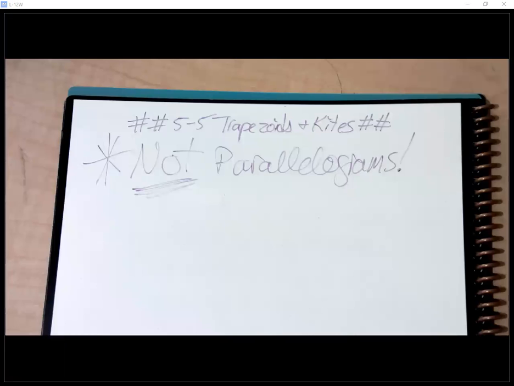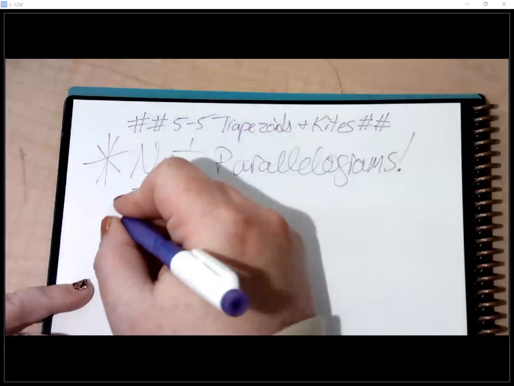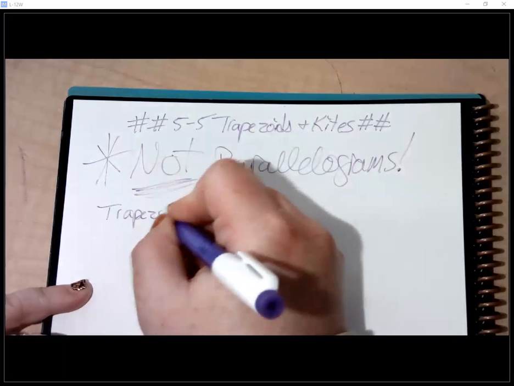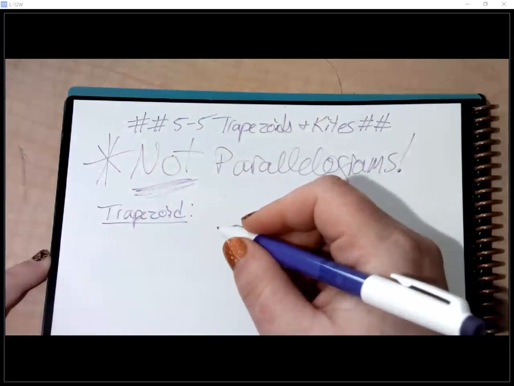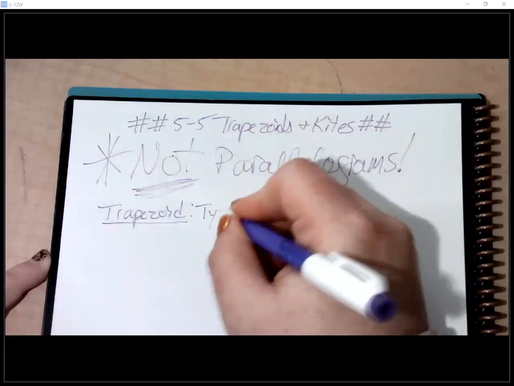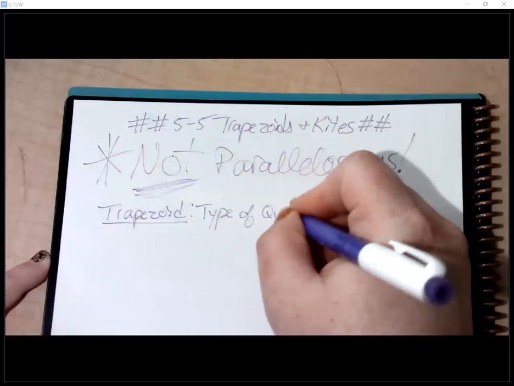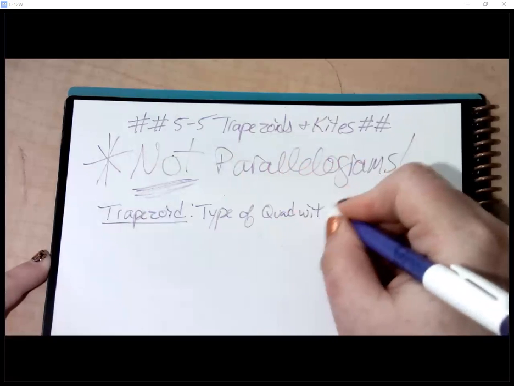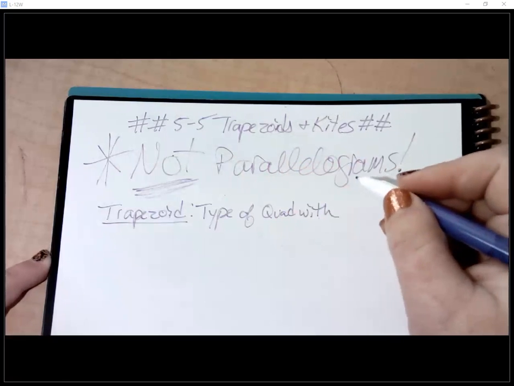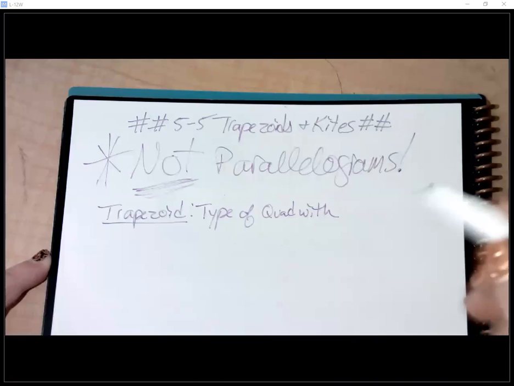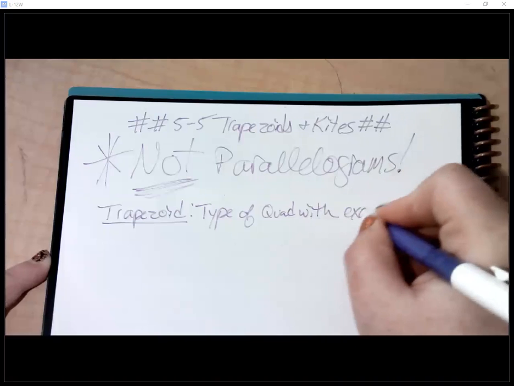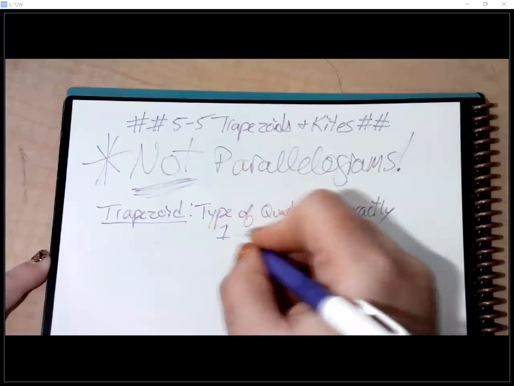What does make a trapezoid a trapezoid? It does have 4 sides, so it's a quadrilateral. Anybody know? What does it have to have? Yep. One set of parallel. That's it. It has only 1 pair of parallel sides, not 2, because if you had 2, it would be a parallelogram. So it's a type of quadrilateral with exactly 1 pair of parallel sides.